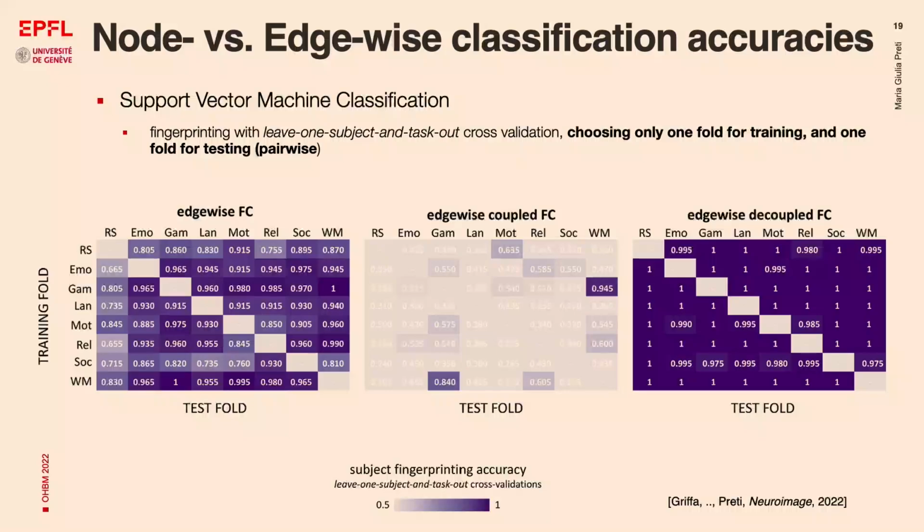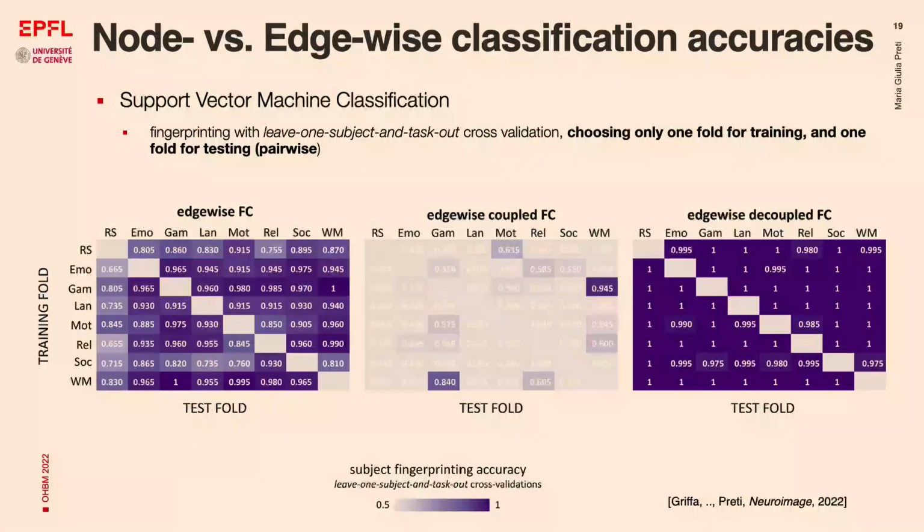So we already know about the fingerprinting potential of functional connectivity in the literature. But we wanted to see if it works also for structure-function coupling. And what we found here is that it doesn't work well for the coupled portion of functional connectivity. So when you decompose the signal, it's more in the decoupled portion that you find this information that is relevant and useful to uniquely identify subjects.